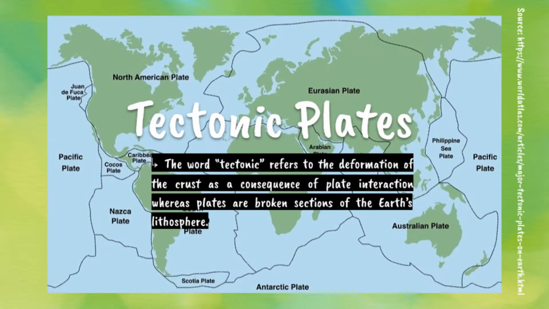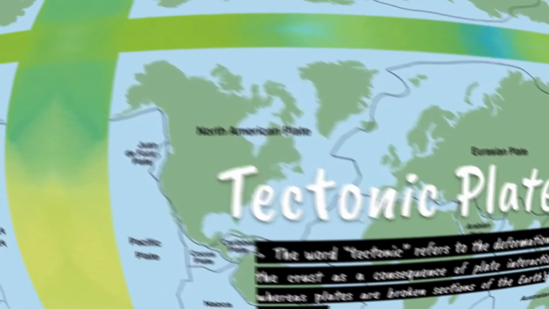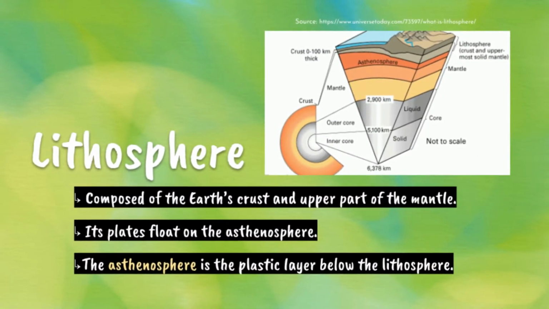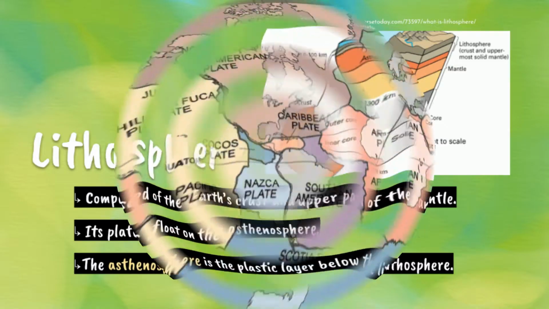The word tectonic refers to the deformation of the crust as a consequence of plate interaction, whereas plates are broken sections of the Earth's lithosphere. The Earth's lithosphere is composed of the Earth's crust and upper part of the mantle. To add on, the plates of the lithosphere float on the asthenosphere. The asthenosphere is the plastic layer below the lithosphere.